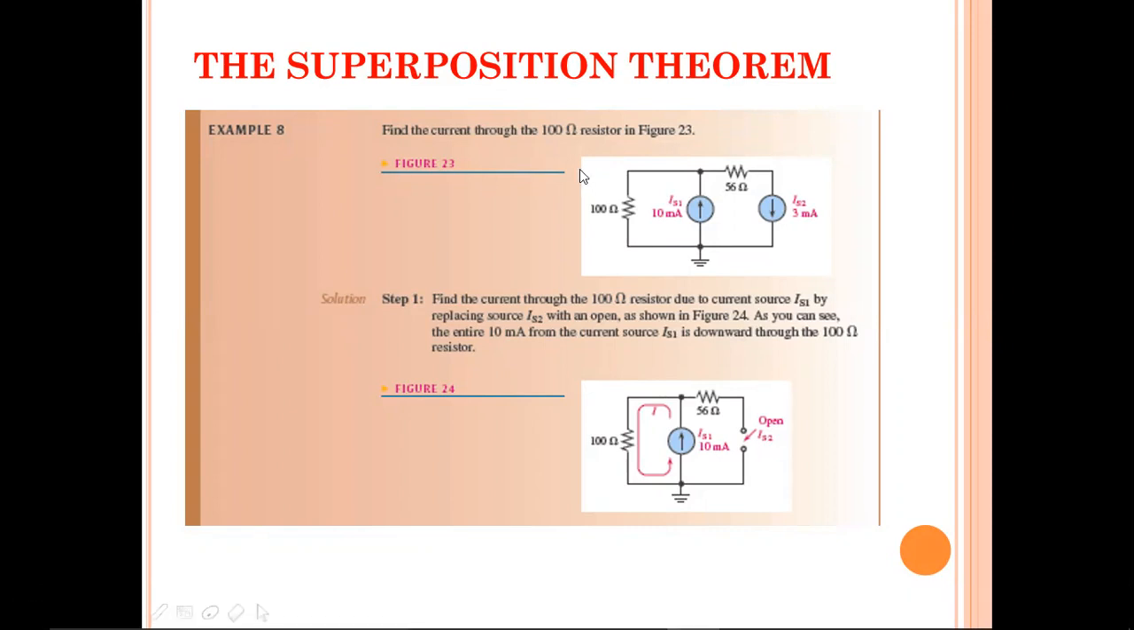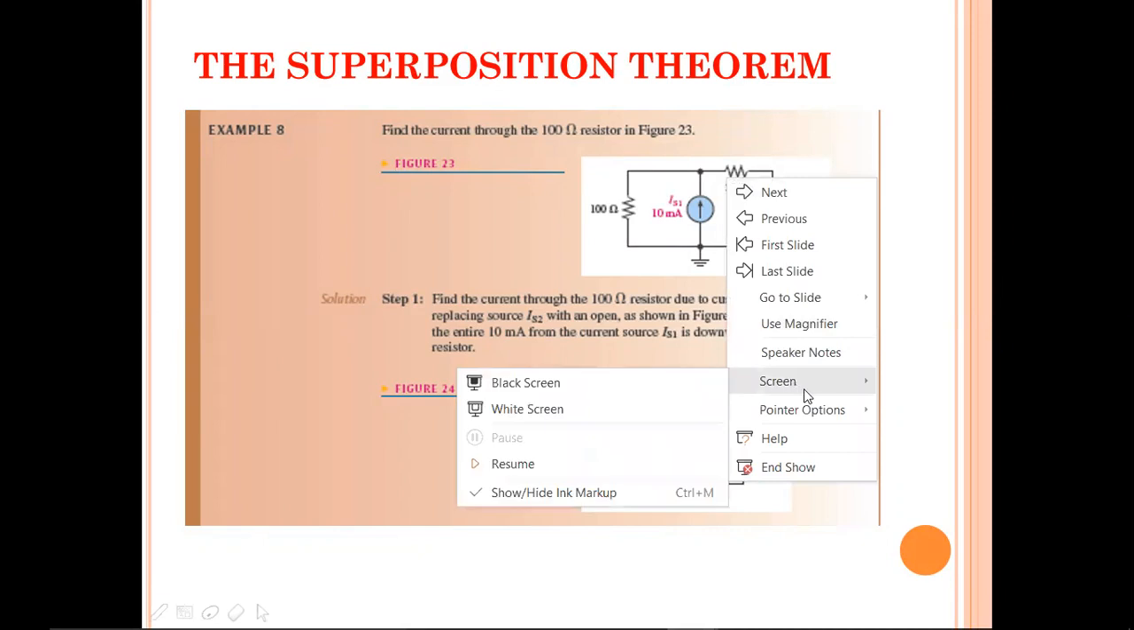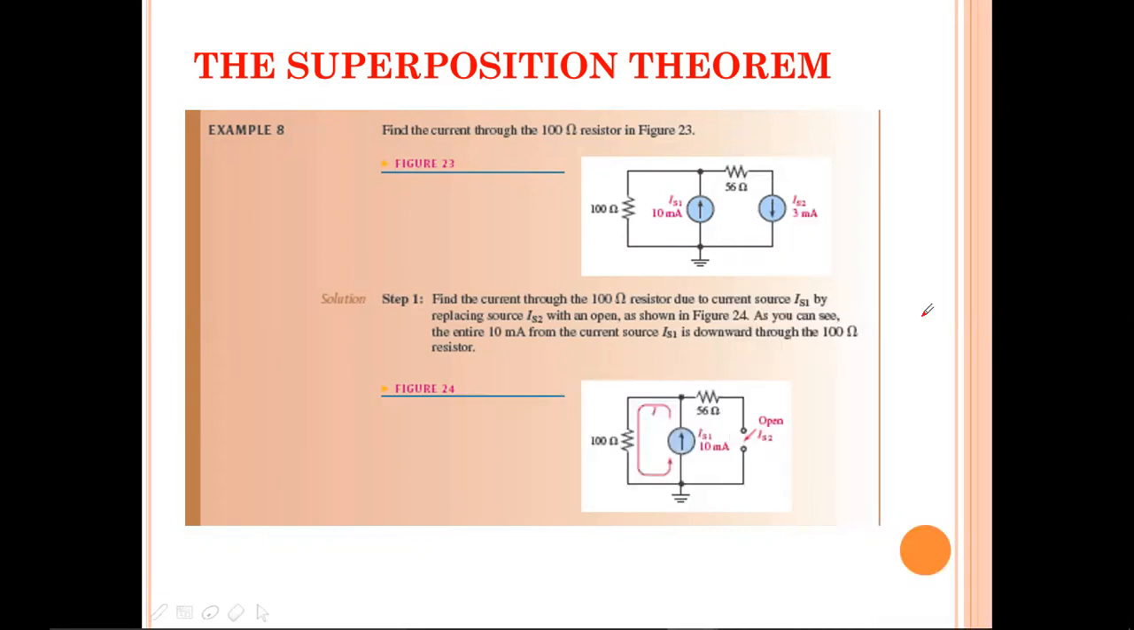So as you know, in this first step, find the current through the 100 ohms. Let me add my marker. You want to know the current flowing through the 100 ohm resistor. This is the 100 ohm resistor. The problem doesn't say whether it is downwards or upwards; that is your interest only. Based on the negative or positive sign, you can decide whether it is upwards or downwards.